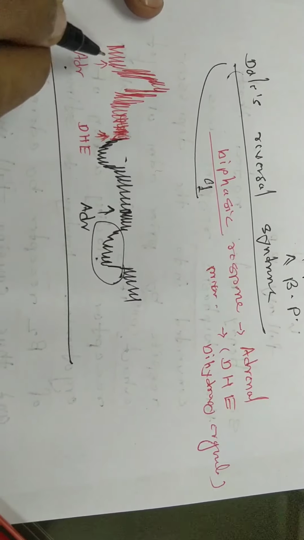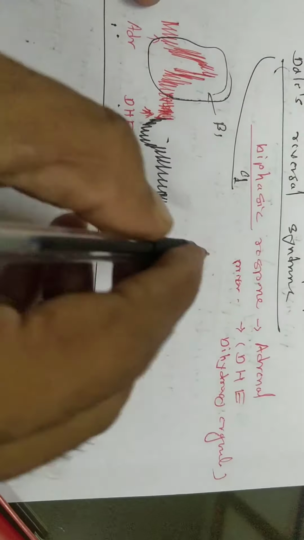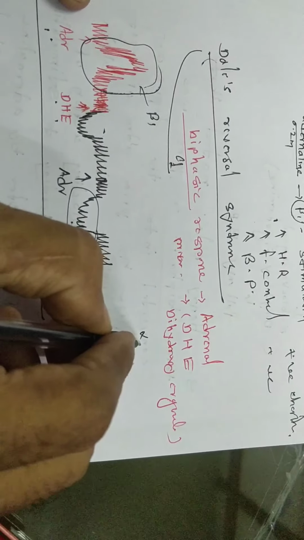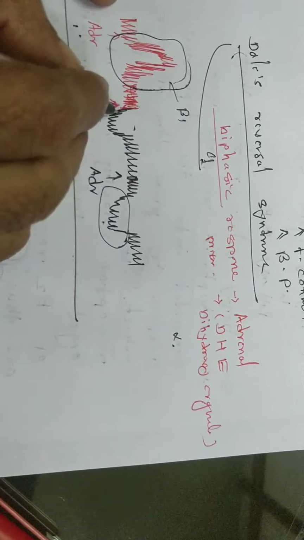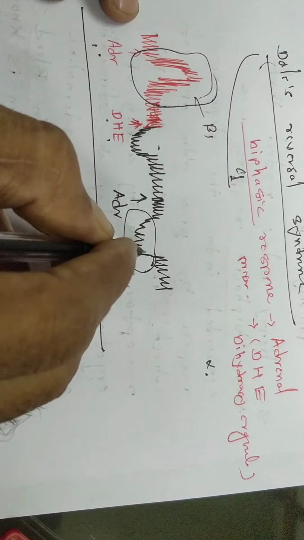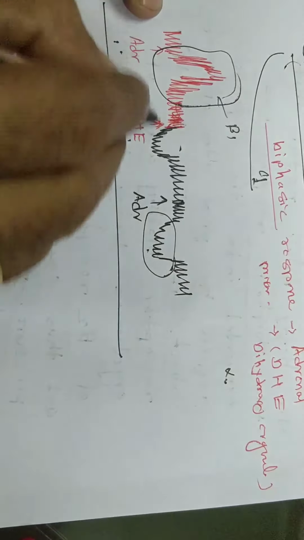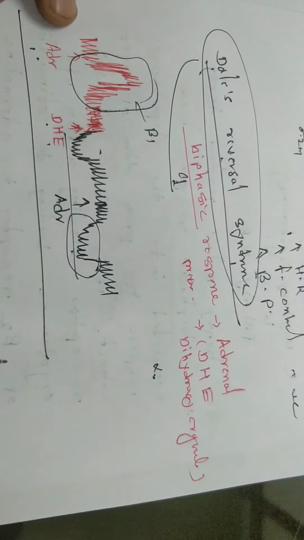Understand? Adrenaline is given; due to stimulation of beta 1 receptor it increases the heart rate and so on. When dihydroergotamine is given, it acts on the alpha receptor, blocking is produced, and the effect falls. Then adrenaline is given, and again it falls, and that response is called Dale's reversal syndrome, the biphasic response of adrenaline.